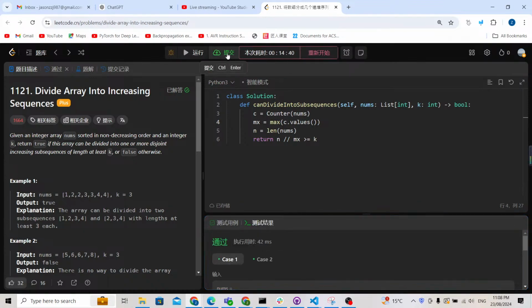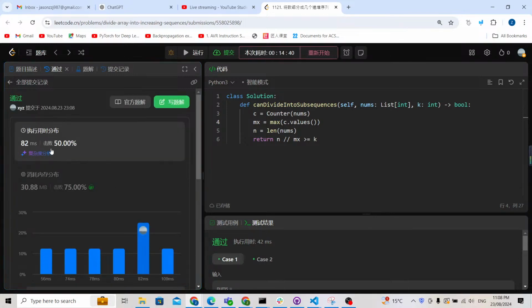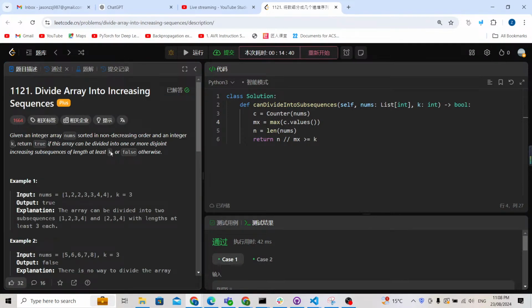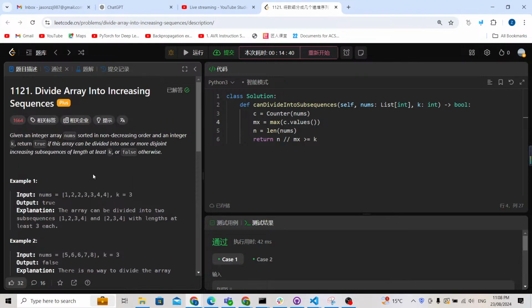As you can see, it works. Now let me submit it to LeetCode. As you can see, it works and it's pretty fast, and the time complexity is just O(n), where n is the length of the array. Normally this is just an easy problem.